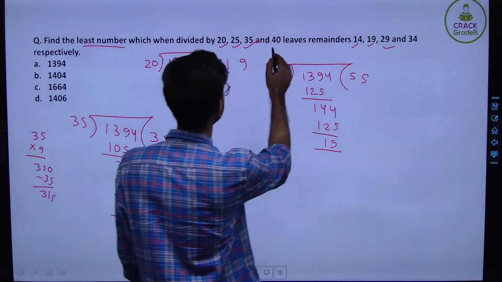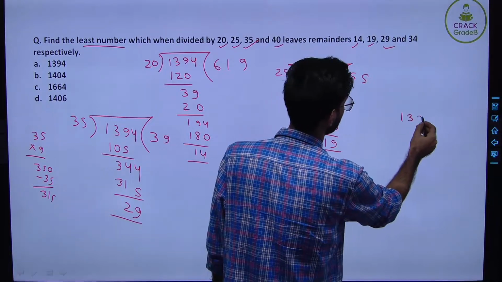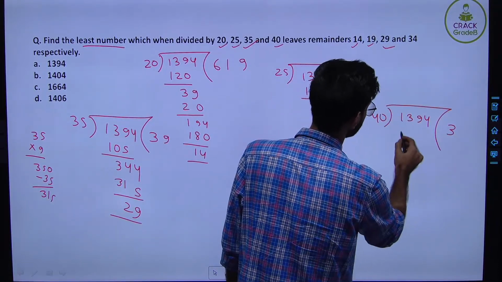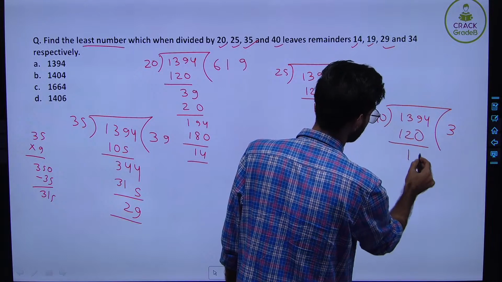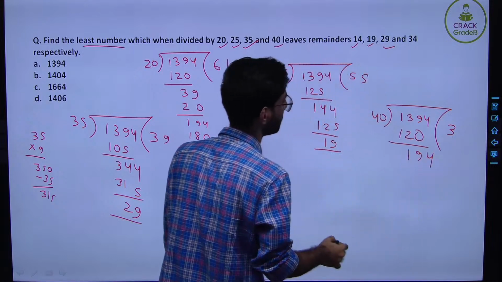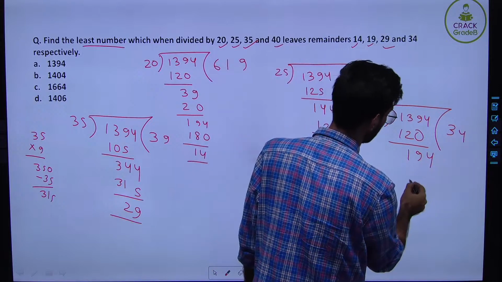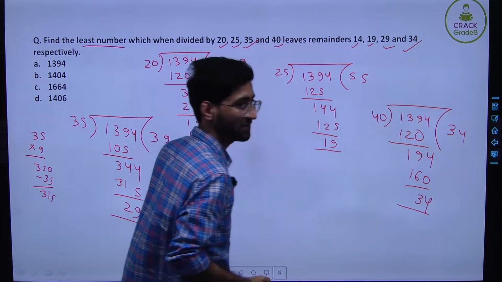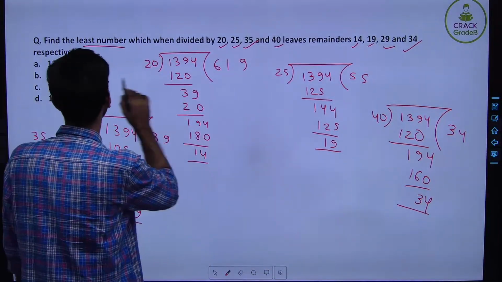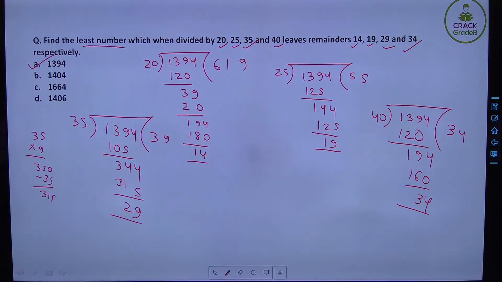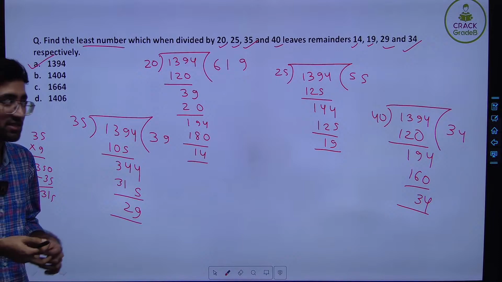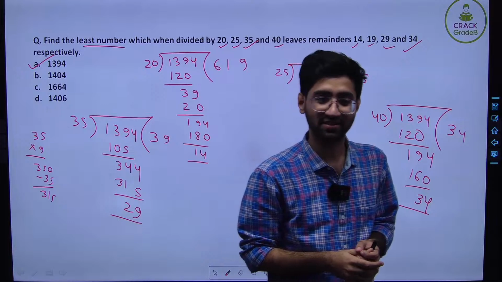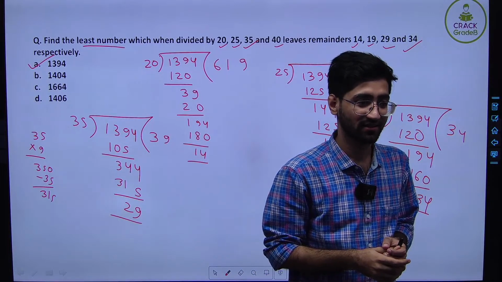Now, let us divide 1394 by 40. So, 40 into 3 is 120, right? Then 194. So, 40 into 4 is 160, 34. See, you have got 34, which means option A is the correct answer. See, we are able to answer questions without using the basic approach, right?